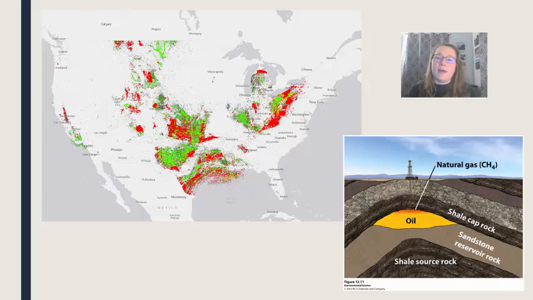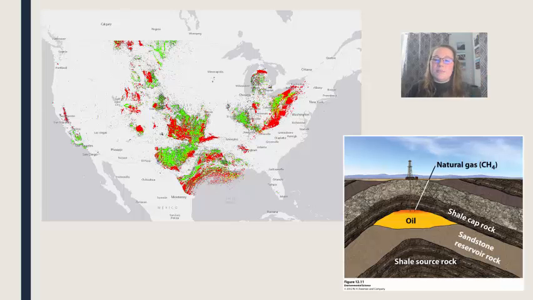If you look at, again, a map of the United States, you can see that the oil and natural gas formations tend to be found in about the same location. And that, again, has to do with the way that they are formed. On this map, the green represents the oil, whereas the red represents the natural gas. So you can see that they're found in about the same locations.